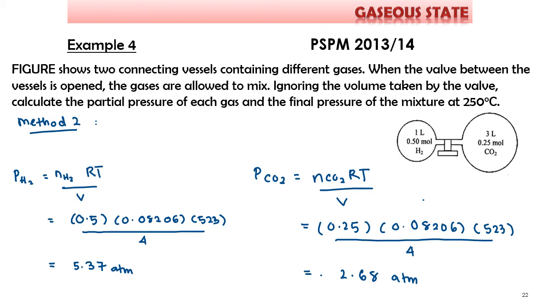The next method is you can straight away use PV equals nRT, the ideal gas equation, but you straight away substitute for pressure. You find the partial pressure of hydrogen gas. So the number of moles here should be the number of moles of hydrogen gas. So you will still get the same answer. Either way is acceptable.